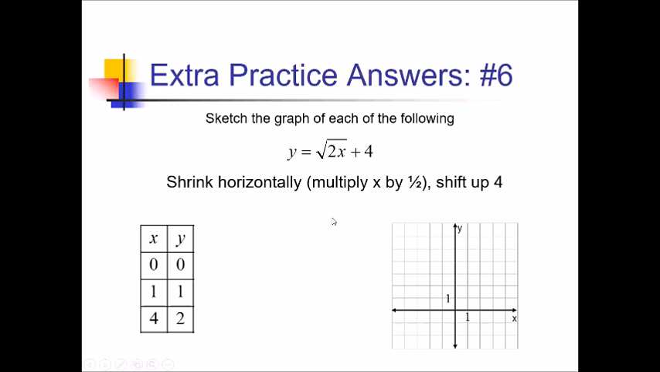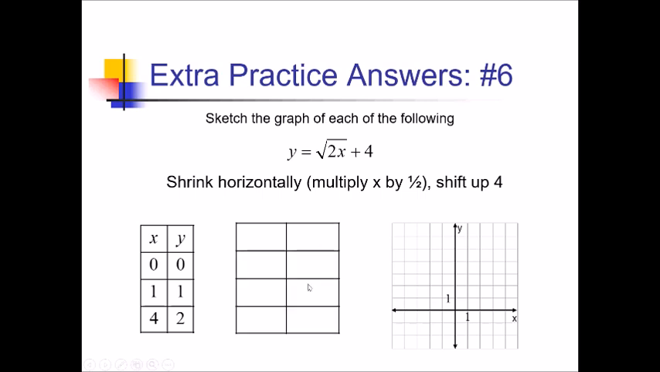All right, so let's go ahead now and incorporate that in our new table. So if I'm multiplying x's by 1/2, I'm going to write 1/2 x here just to remind myself. And shifting up 4 means we're adding 4 to the y values. So if I'm taking half of all the x values, half of 0 is still 0, half of 1 is 0.5 or 1/2, and then half of 4 is 2. Adding 4 to all the y values, we've got 0 plus 4 is 4, 1 plus 4 is 5, and 2 plus 4 is 6.